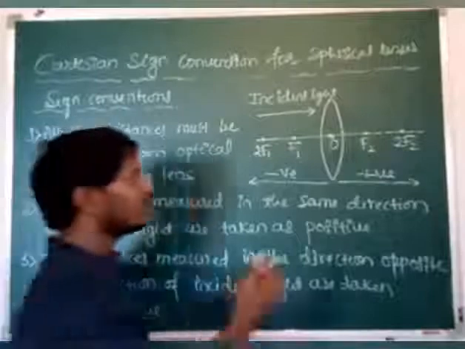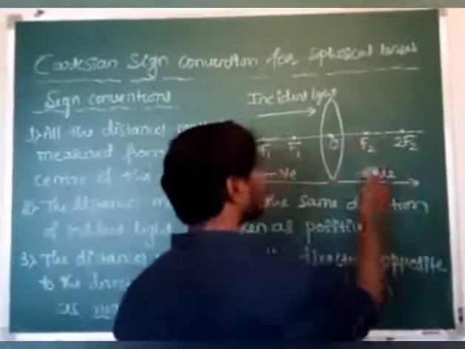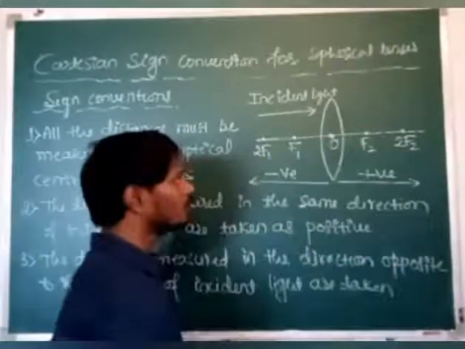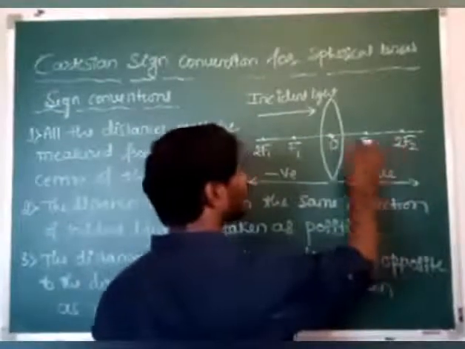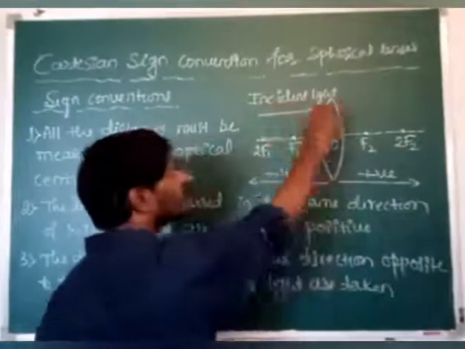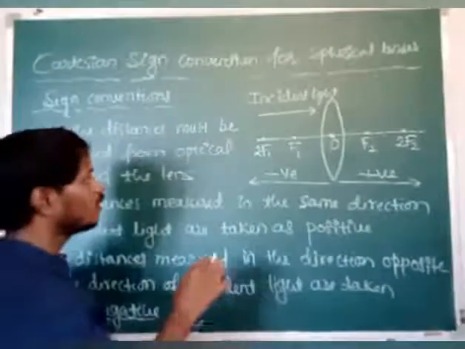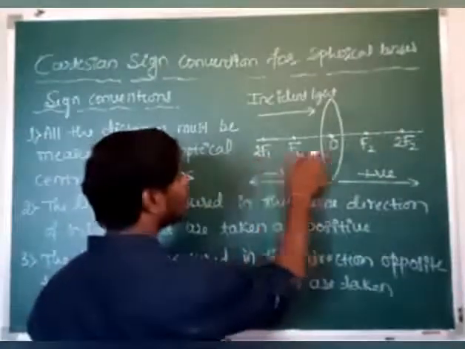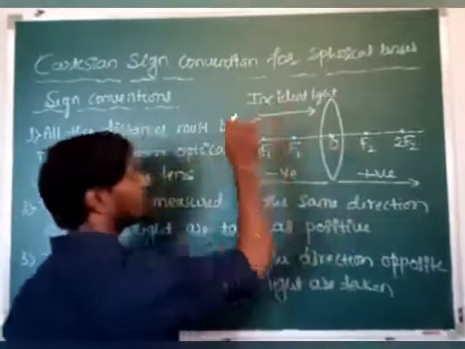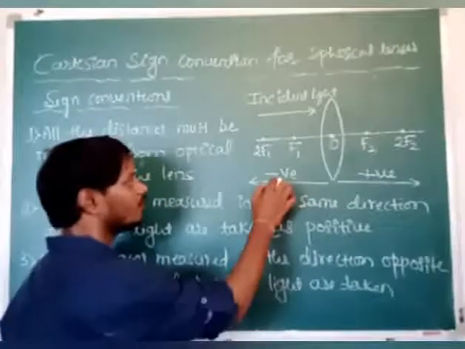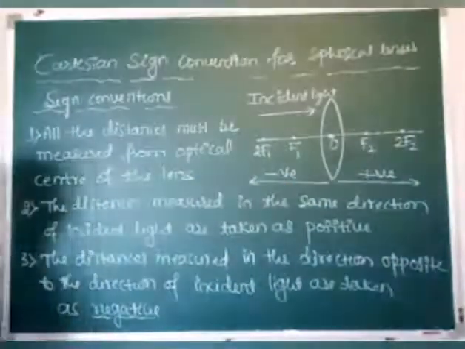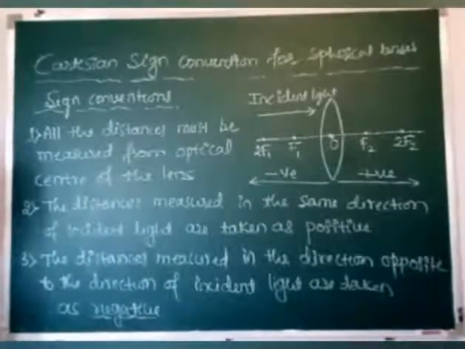But here, the distance of the 2f2 from the optical center can be taken as positive, because the distance of the 2f2 from the optical center is in the direction of incident light, but the distance of the 2f1 from the optical center is in the opposite direction of incident light. That is why that can be taken as negative. Then next, what about the fourth sign convention?